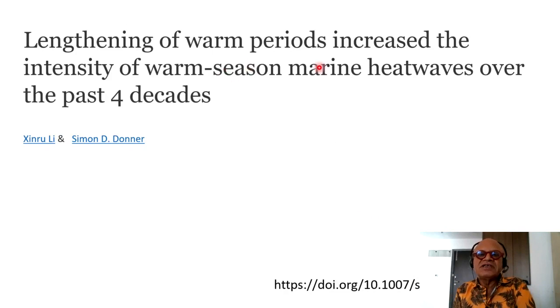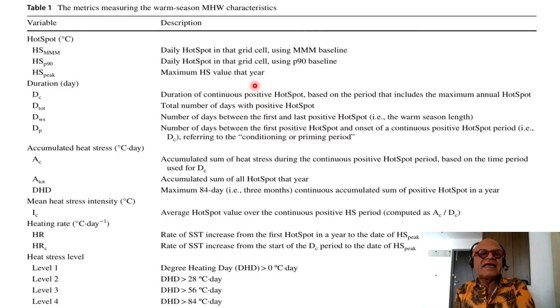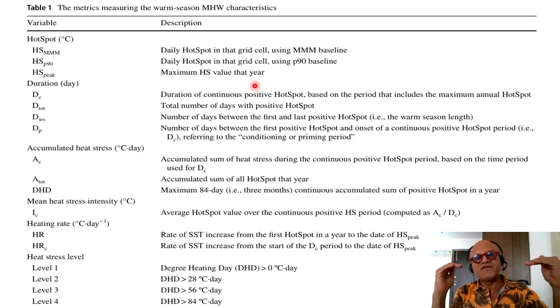Lengthening of warm periods increased the intensity of warm season marine heat waves over the past 4 decades. So they are taking a period of 1985 to 2019, which has a warm ocean signal in it, and of course natural variability like PDO, Pacific Decadal Oscillation, North Atlantic Oscillation, as well as Southern Ocean modes, and El Nino, of course, La Nina, etc. And because the warm period is used to define maximum monthly mean values, the thresholds are already probably above, let's say, compared to the periods before.